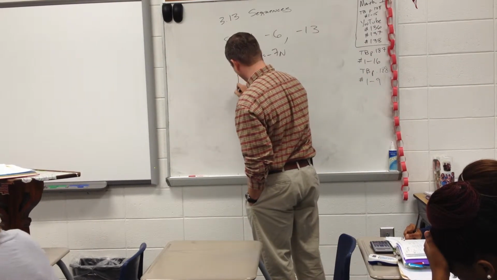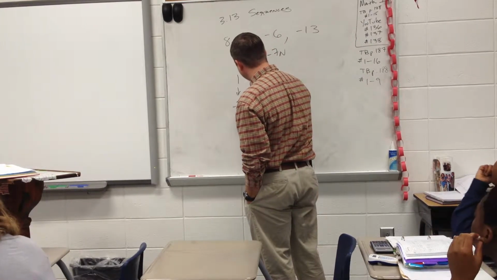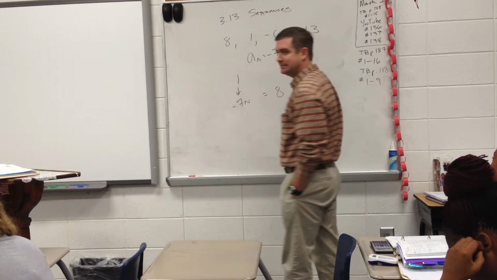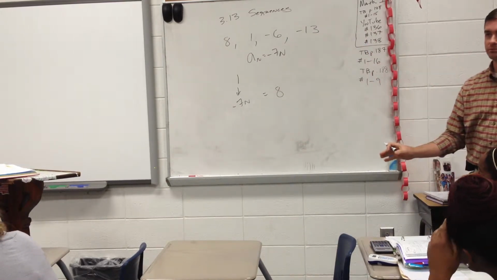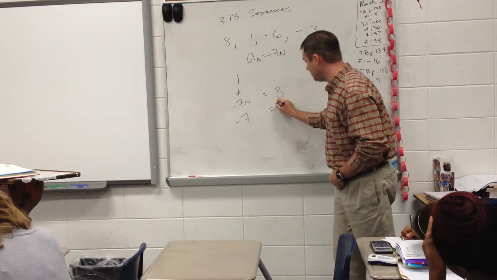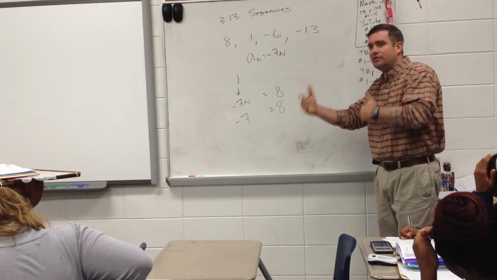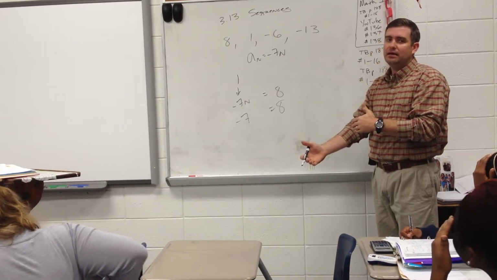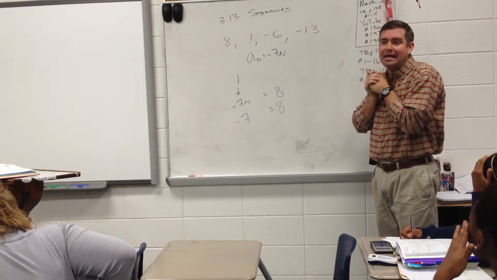Okay? Now, here's the question. When I stick a 1 into negative 7n, did I get 8? If I did, then I would be done writing my rule. But that doesn't work. This gives me negative 7. I want positive 8. How do I turn negative 7 into a positive 8? Plus 15. I have to add something to it. I have to make it a lot bigger. What do I add? 15.